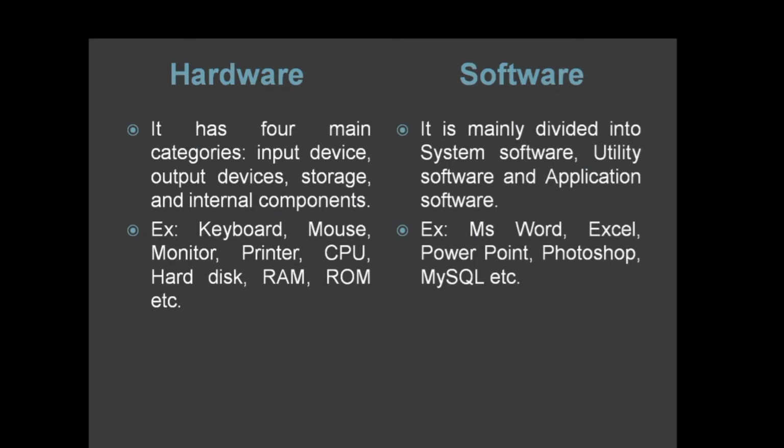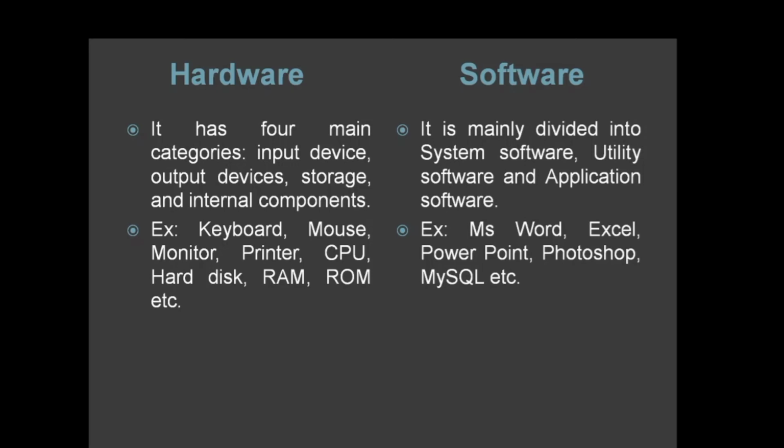The next is computer hardware has four main categories: input devices, output devices, storage units and internal components. Basically, software is mainly divided into system software, utility software and application software. The examples of computer hardware are keyboard, mouse, monitor, printer, CPU, hard disk, RAM, that is random access memory, ROM, that is read-only memory. These are some examples of computer hardware.